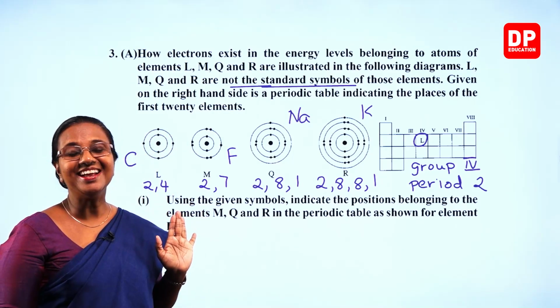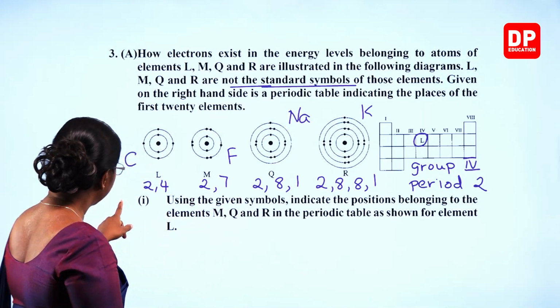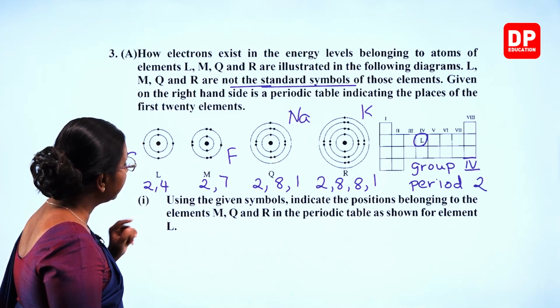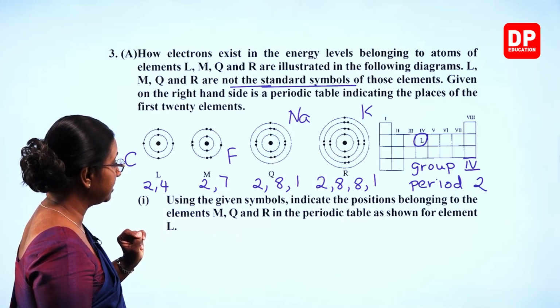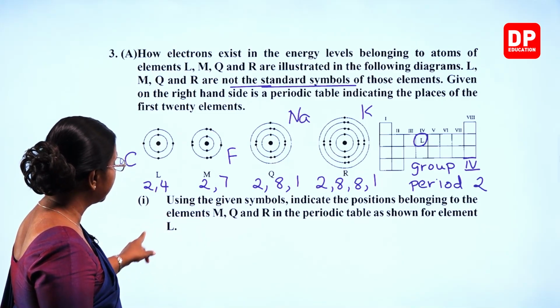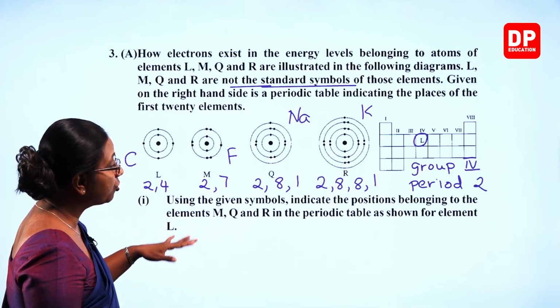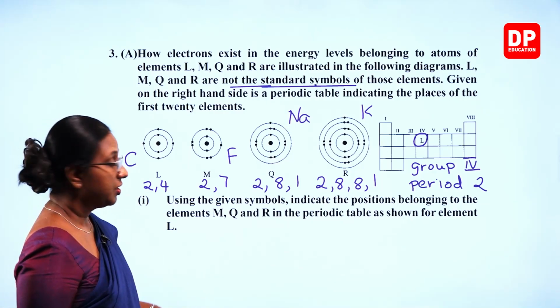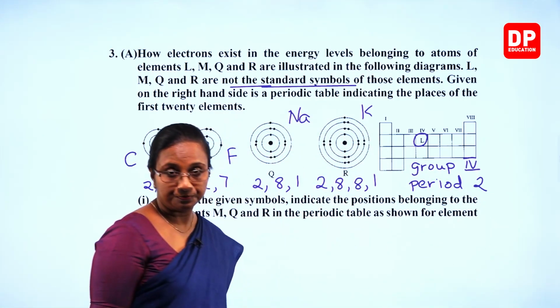I'm sure you all can remember that. Now with that, if we try to answer the questions, first one: using the given symbols, indicate the positions belonging to the elements M, Q and R in the periodic table as shown for element L. So element L we have found is group 4, period 2.